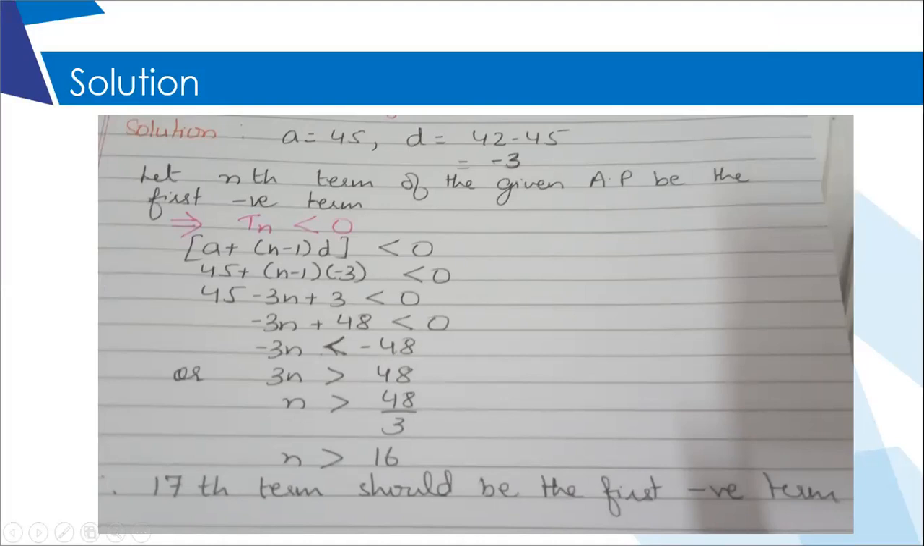Now this is an inequation we are solving. You have already done this in equation, so you will be aware of the rules of an equation. You put the value of a, put the value of d, n you don't know because n you need to calculate. 45 minus 3n plus 3. Why minus 3n plus 3? Because minus 3 gets multiplied with n minus 1. So you get minus 3n plus 48. How 48? 45 plus 3 is 48. Is less than 0. Minus 3n is less than minus 48.